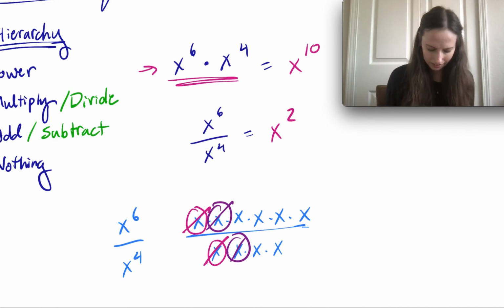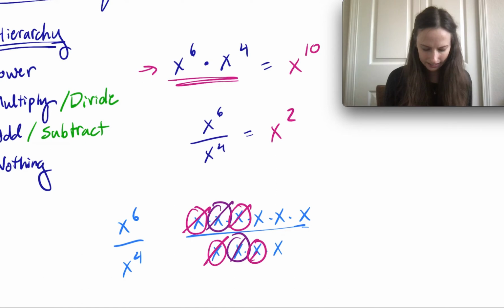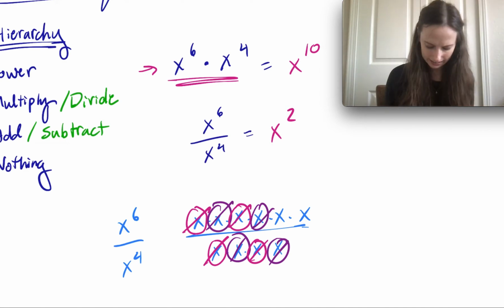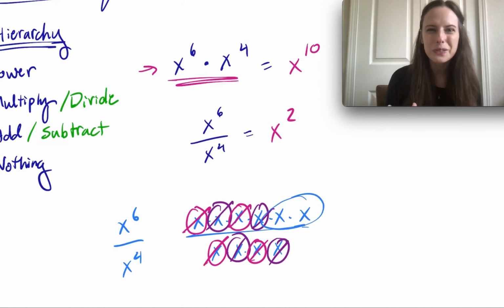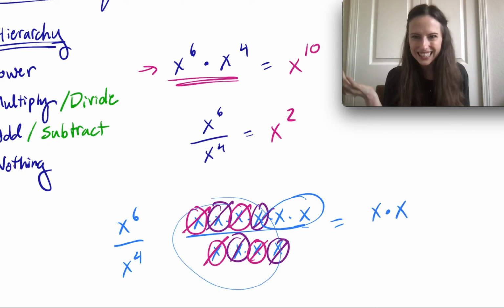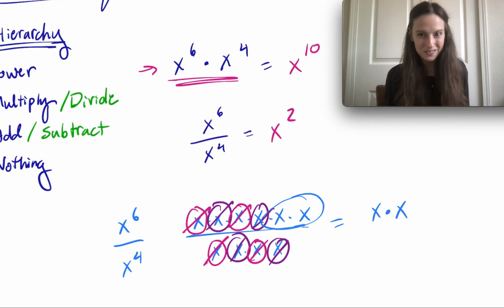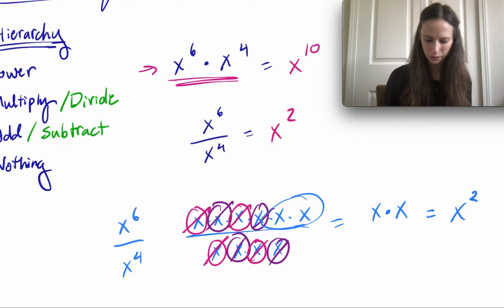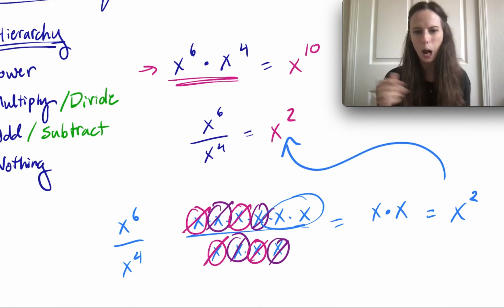Let's keep going. We have this x over this x, those will cancel. This x over this x, those cancel. And we've run out of x's in the denominator that can cancel out. All that we're left with is these 2 x's in the numerator. What do you know? That means our answer is just x times x, because everything else canceled. And x times x, if we condense it back, equals x squared, which is exactly what we got up here.